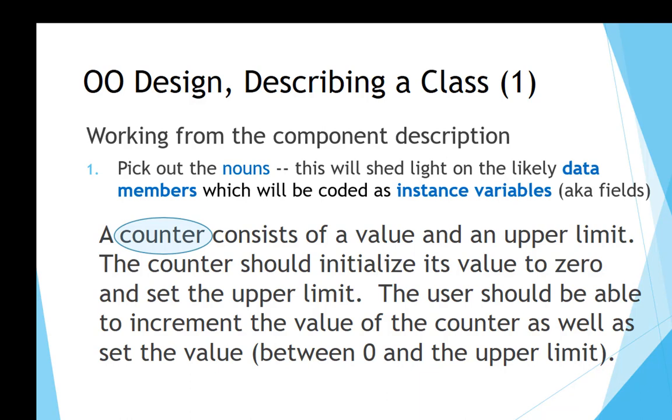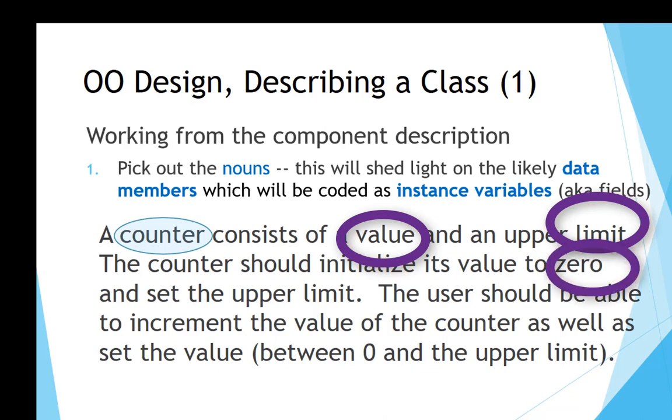A counter consists of a value and an upper limit. The counter should initialize its value to 0 and set the upper limit. The user should be able to increment the value of the counter as well as set the value between 0 and the upper limit. So here is my list of unique nouns.